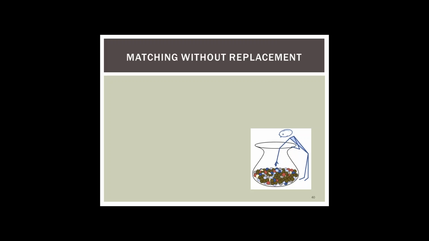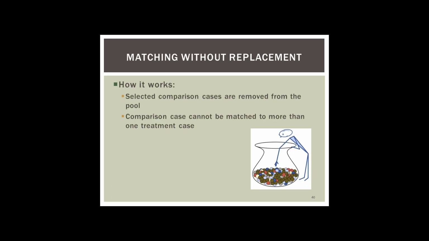The first option is matching without replacement. How this works is once a comparison unit has been identified as a match for a treatment unit, it's removed from the pool and cannot be used again to form another match pair. This is really easy to implement. It's easy to analyze data if you've used without replacement matching. And there are no cons that I could really think of. If someone knows one, you can let me know, but I cannot think of any.